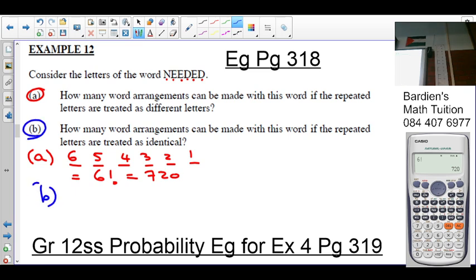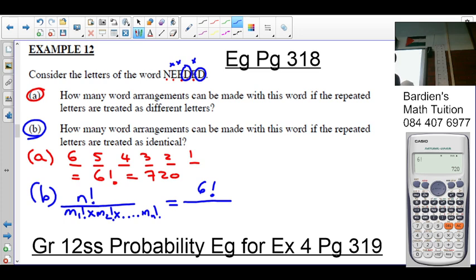Let's look at B. The B part of the sum. You have to tell how many word arrangements can be made with this word if the repeated letters are treated as identical letters. So would that mean to say that that D is the same as that D, whilst those E's are all the same. So what is my formula? N factorial, which is the number of letters that we're talking about, over M1 factorial times M2 factorial times, and so on till Mn factorial, whichever number of repeated letters there are. Okay, so what do I write here? It will simply be 6 factorial over 3 factorial, because there are 3 E's, times 2 factorial, because there are 2 D's. Okay. You all understand?